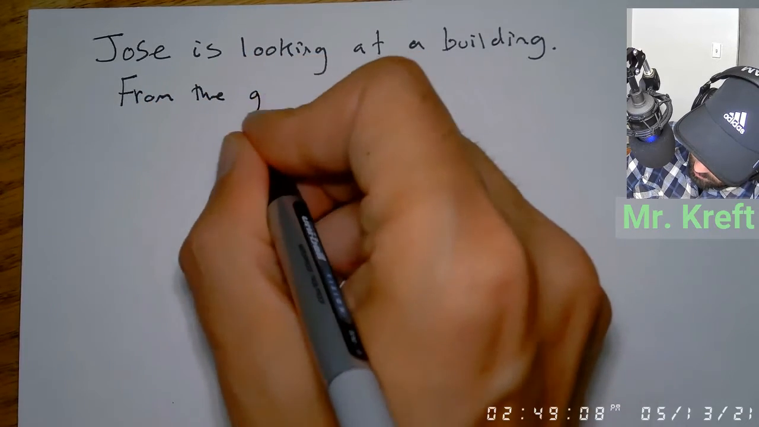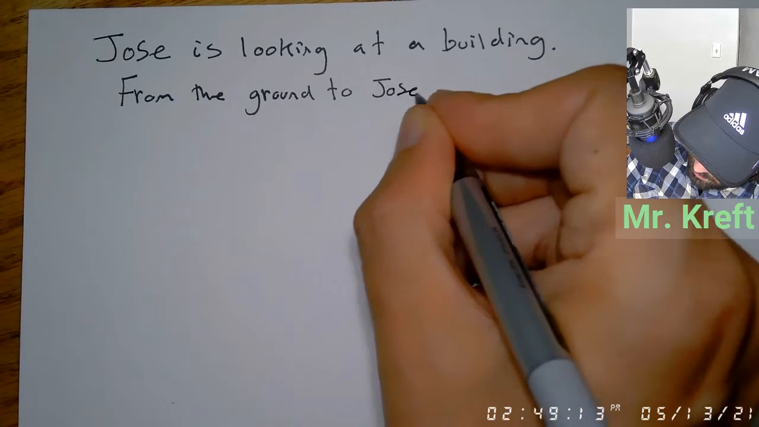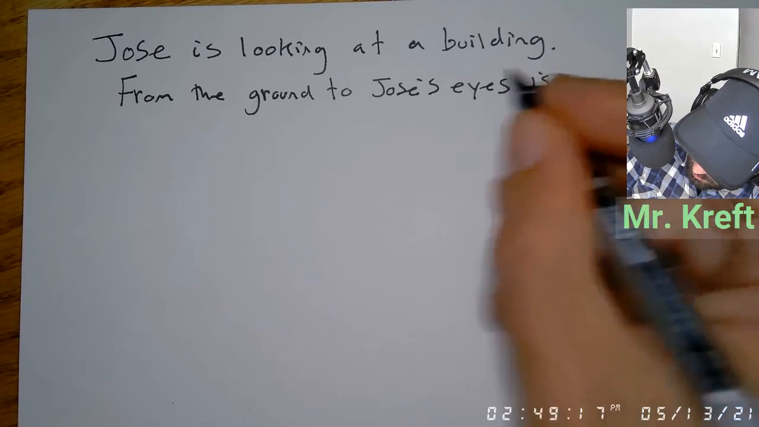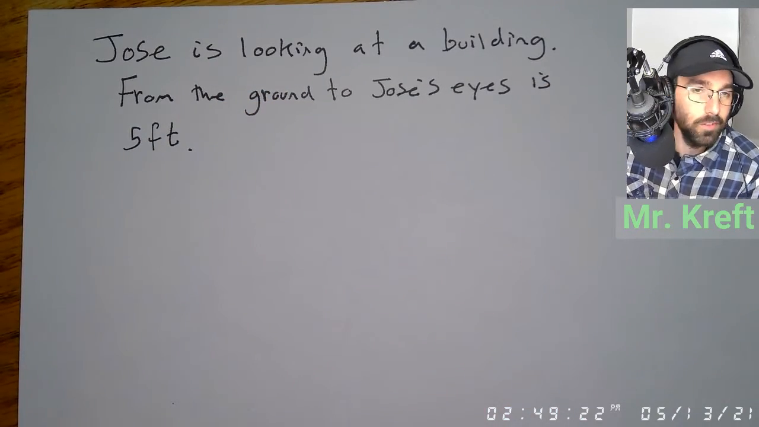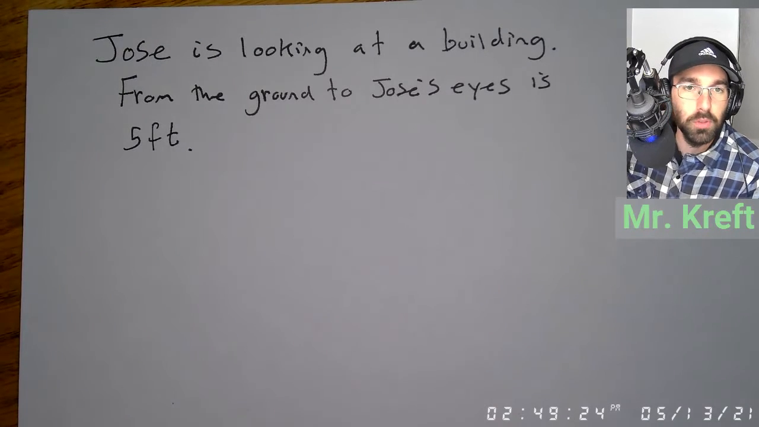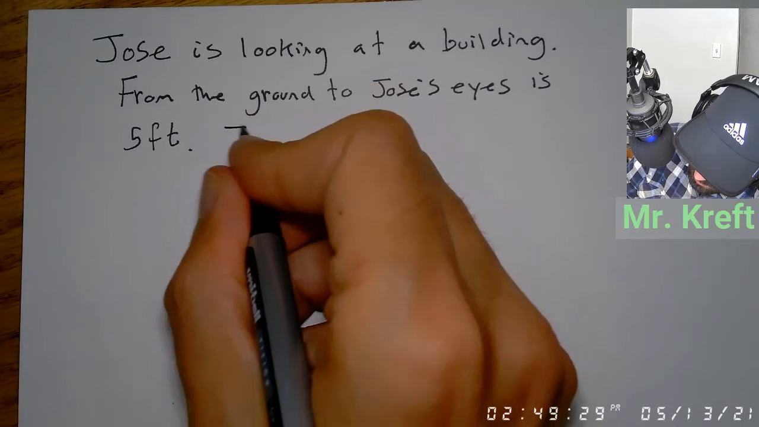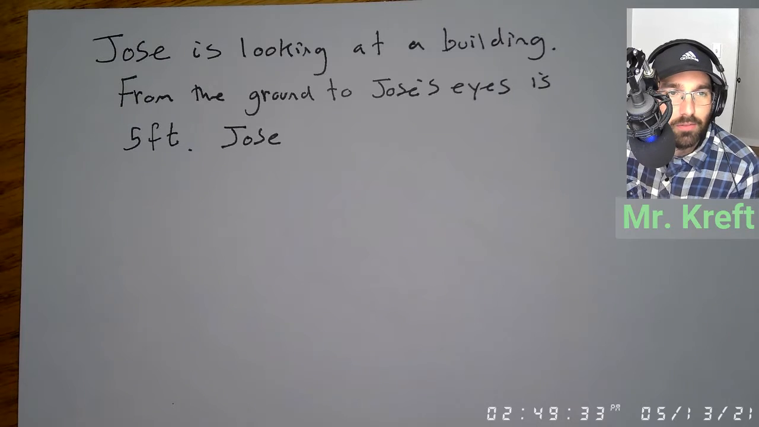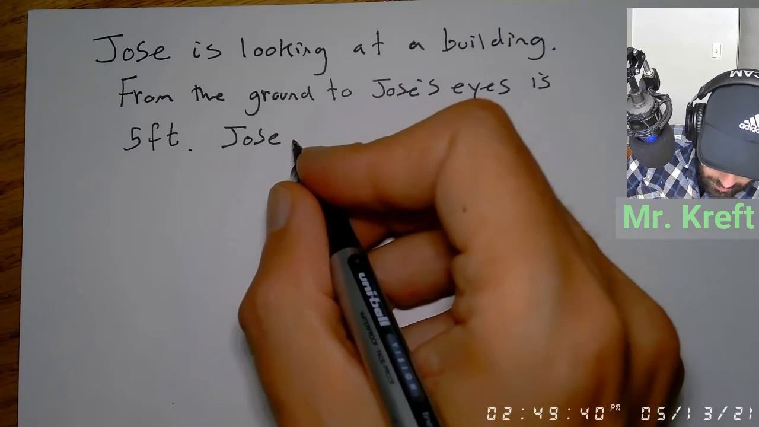From the ground to Jose's eyes is 5 feet. Okay, so he's not 5 feet tall. It's 5 feet from the ground to his eyes. Jose is looking at a building. From the ground to Jose's eyes is 5 feet.